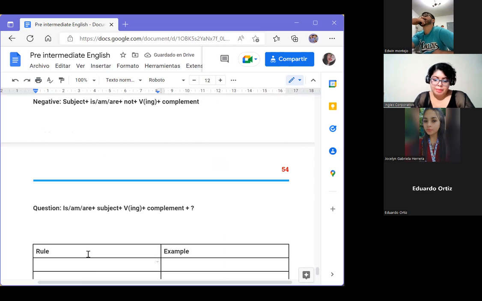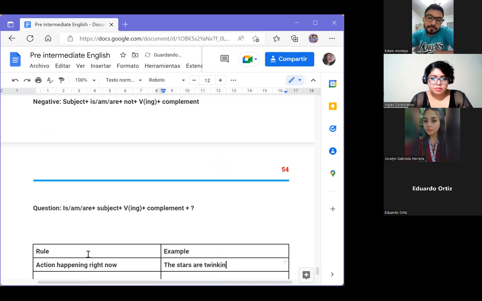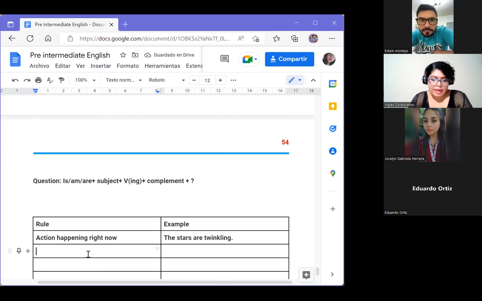Rule number one, action happening right now. And we have the example: the stars are twinkling. Number two, to describe the planned action. And we have the example: I'm taking my final exam. I am taking my final exam.